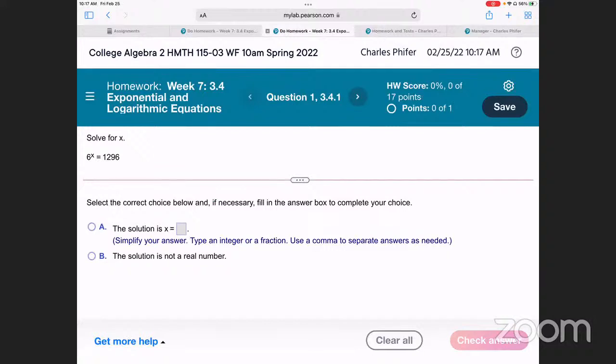Okay, here we're asked to solve for x, all right? So this section is on exponential and logarithmic equations. We have 6 to the power of x equals 1296, right? So if we can get the right-hand side to be another exponential expression of the same base, then we can just compare their exponents. I'm pretty sure that's a perfect power of 6.